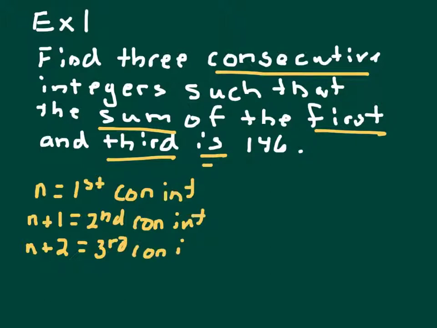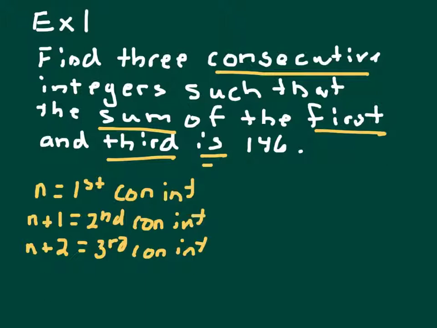So let's take a look at this. n, n plus 1, n plus 2. Suppose n was 5, just for sake of an example. Well, what would my consecutive integers be? Well, 5, and then 5 plus 1, 6, and then 5 plus 2, 7. So it'd be 5, 6, and 7. Now that's probably not going to work here in this problem. We got to solve this problem.